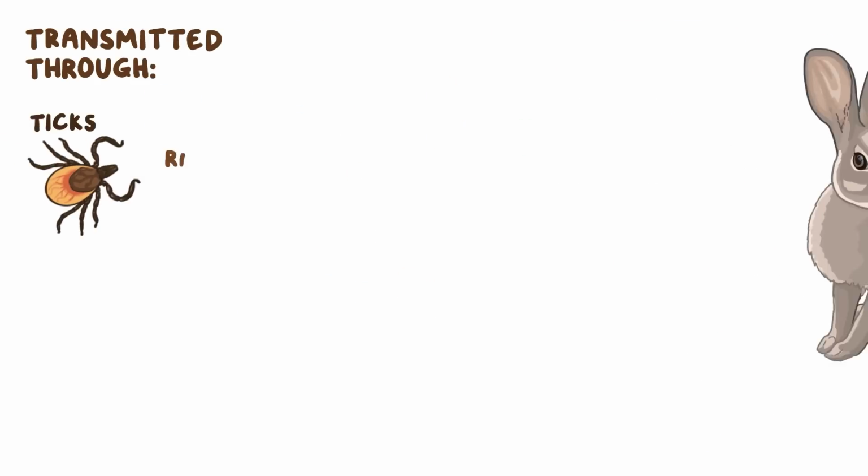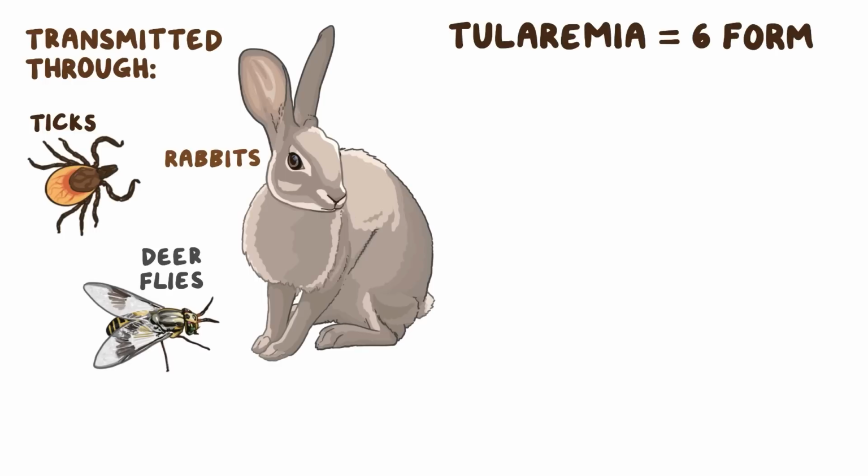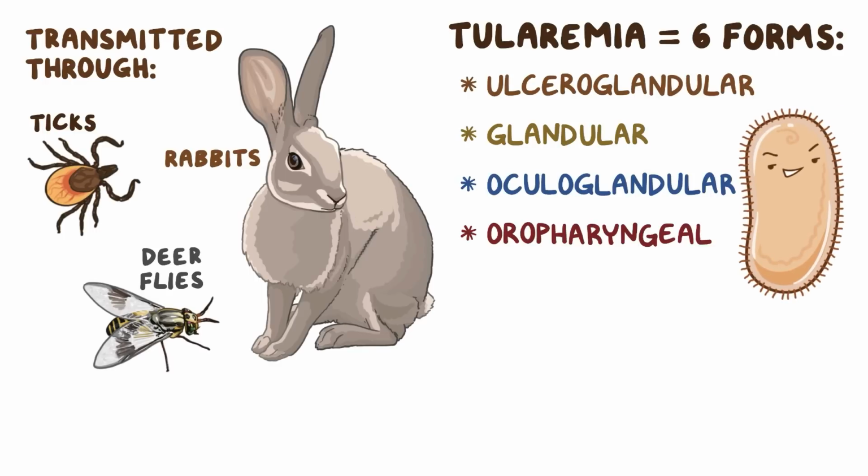Now, Francisella tularensis is transmitted through ticks, rabbits, and deer flies, and the infection can be acquired several ways. Depending on the route of transmission, tularemia has 6 forms: ulceroglandular, glandular, oculoglandular, oropharyngeal, pneumonic, and typhoidal.